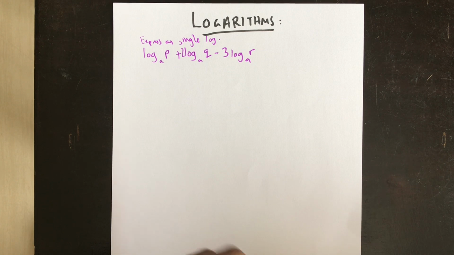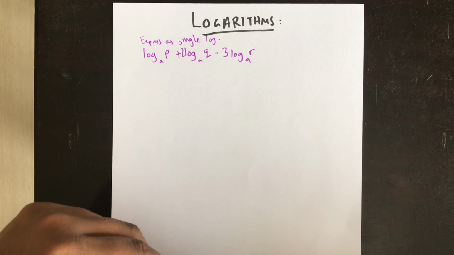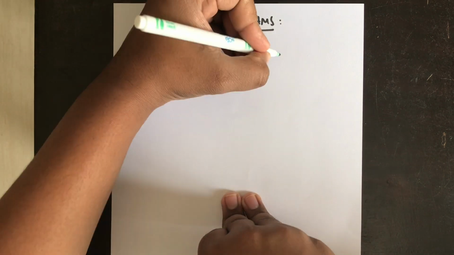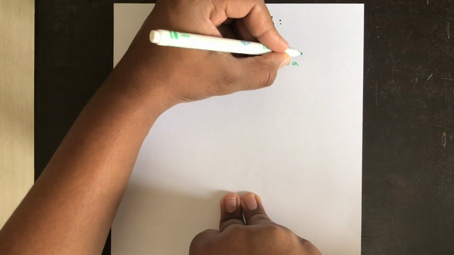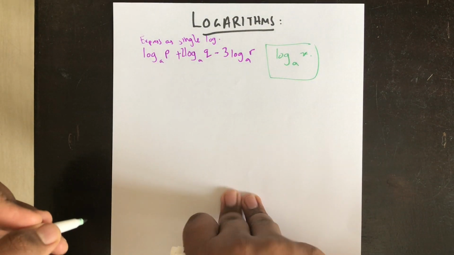Express as a single logarithm: log p to the base a plus 2 log q to the base a minus 3 log r to the base a. So a single logarithm basically means log x to the base a. So it's just one single logarithm.